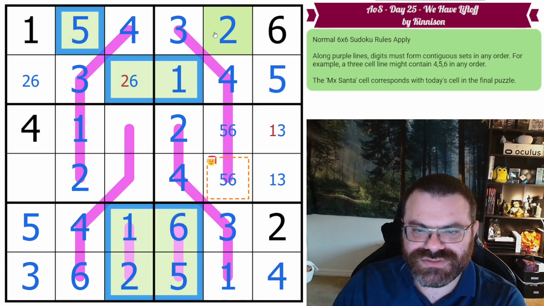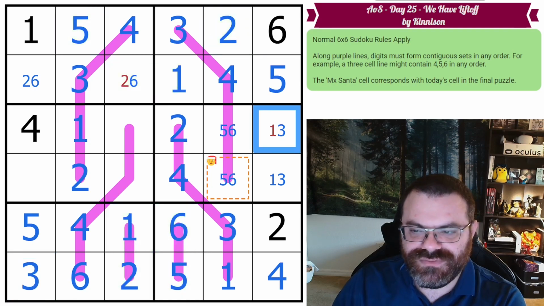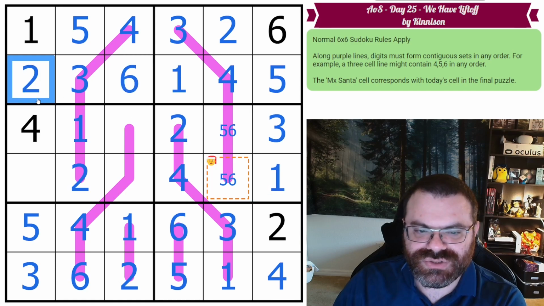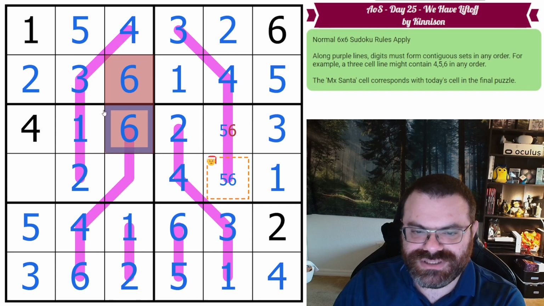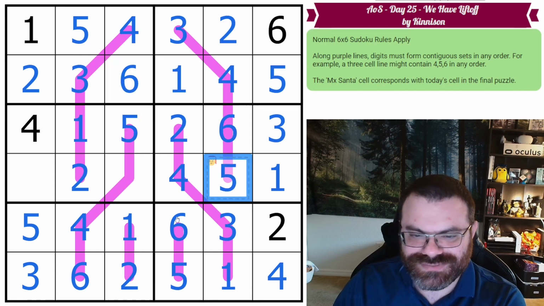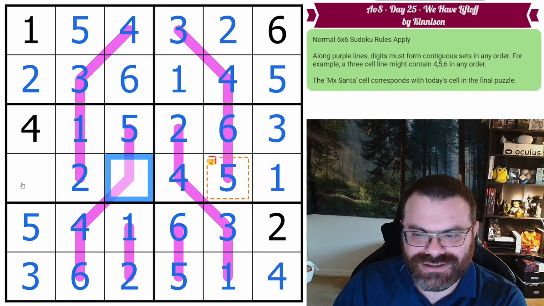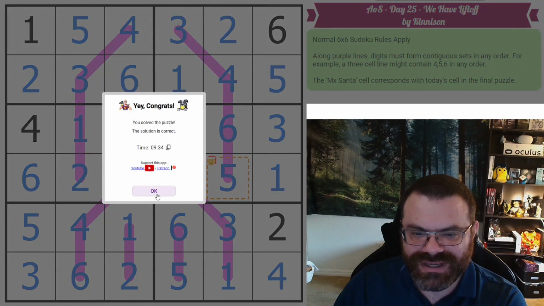I'm going to get rid of these greens because we don't need them anymore. And then we've got 3 and 1 here. We've got 6 and 2. And now we should just be finishing up. This is 5 or 6, but it can't be 6. It's 5 and 6. And then we have 3 and 6 left. So the 6 goes here, and the 3 goes here.